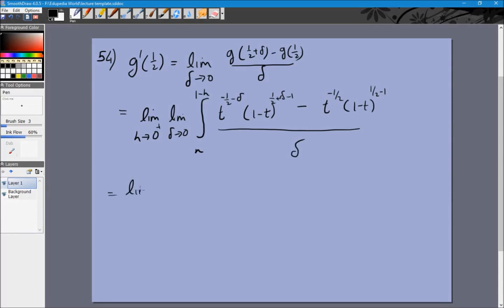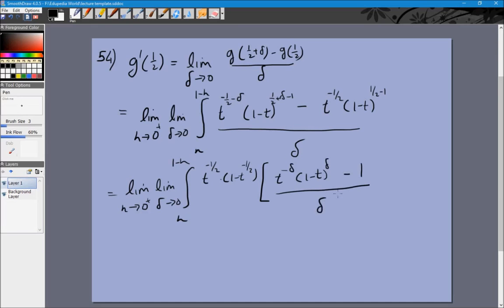So this can be written as limit h goes to 0 plus, limit delta goes to 0, integral from h to 1 minus h. We can take t to the power minus half and 1 minus t to the power minus half common, and what we'll get is, t to the power minus half is common from both, so t to the power minus delta is left. 1 minus t to the power minus half is common, so 1 minus t to the power delta is left, and this is minus half, so minus 1 divided by delta. We can just write this as (1 minus t by t) whole to the power of delta.